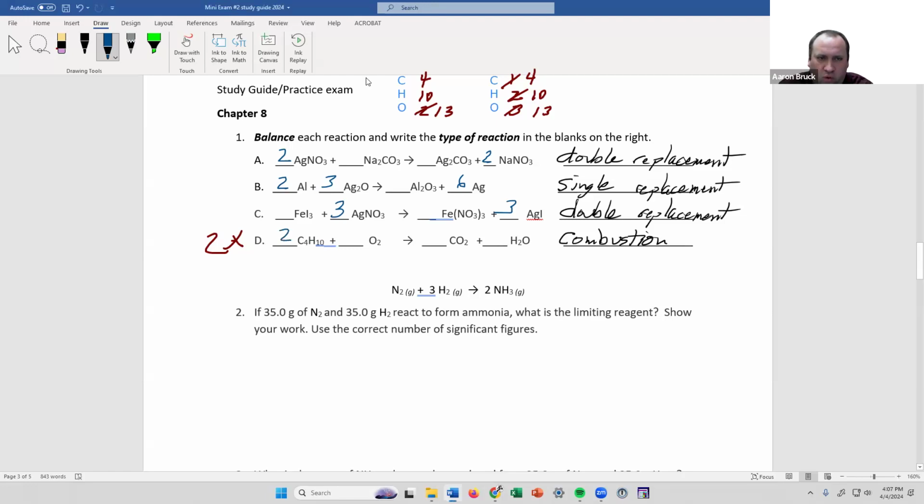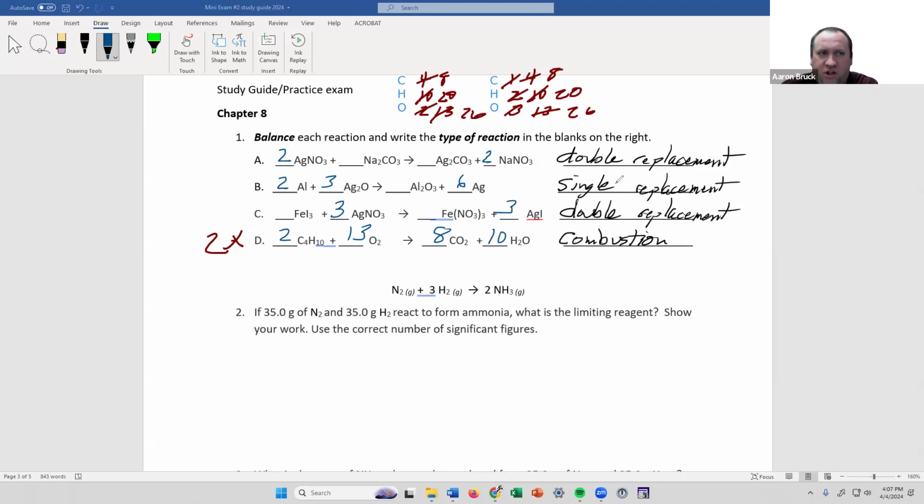I need 2 of these now. 2 times 4 means I need 8 of these. 2 times 10 means I need 20 of these. So if I come back to the drawing board, this is now 8, this is now 20. My oxygen count is 16 plus 10 for 26. And now I have a number that I can put in here that makes sense. I can put 13 here. 13 times 2 will give me the 26 that I need. Now everything's all balanced out.